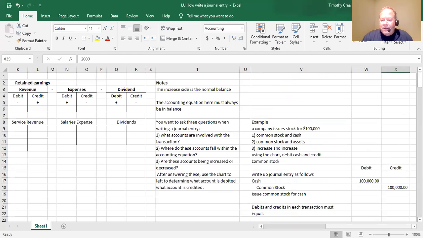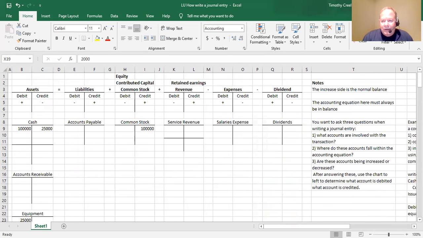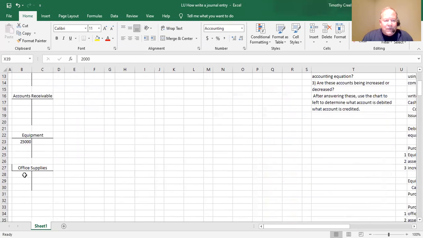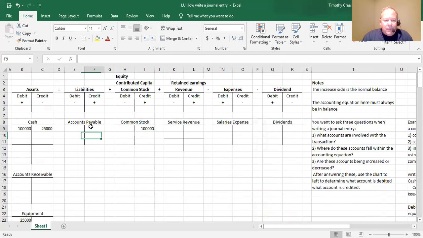So I would go up here, and I'm going to go down. Let's see. Office supplies for 2,000. And then accounts payable credit for 2,000. Now, the good thing about this is that anytime you can make sure that basically the accounting equation is in balance. You can just add up the balances in the accounts, and you should be able to check whether the accounting equation is in balance or not. We'll do that at the end.